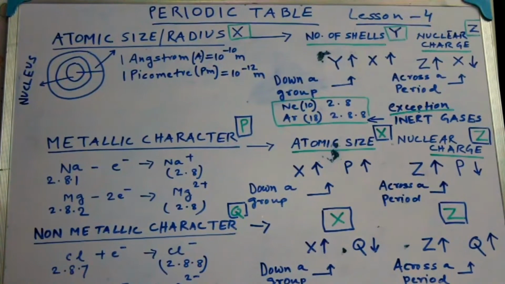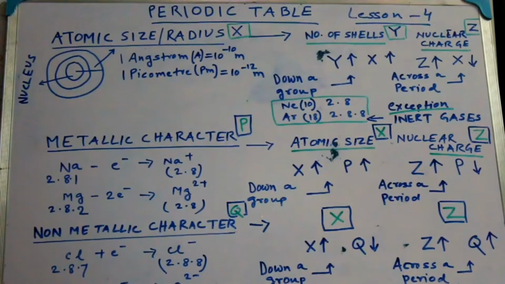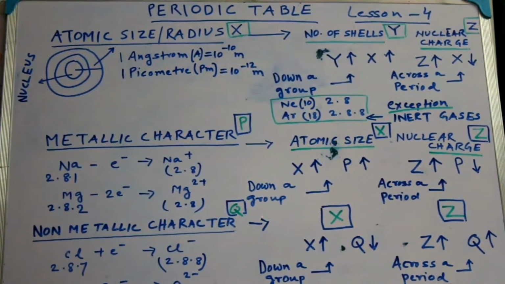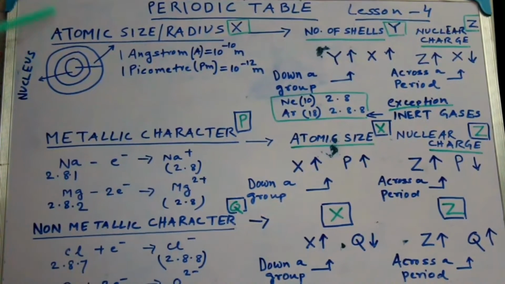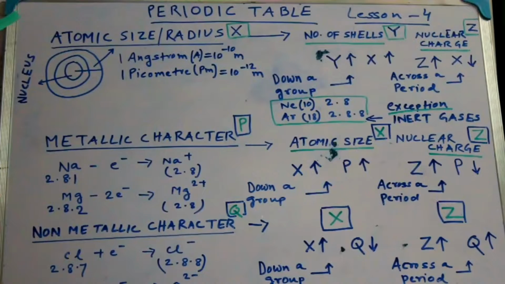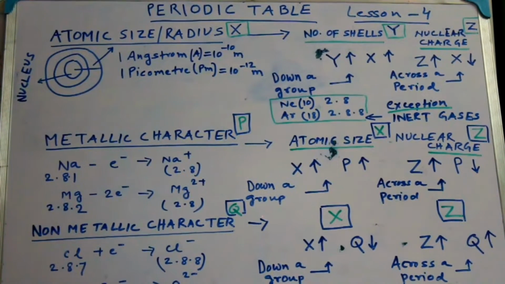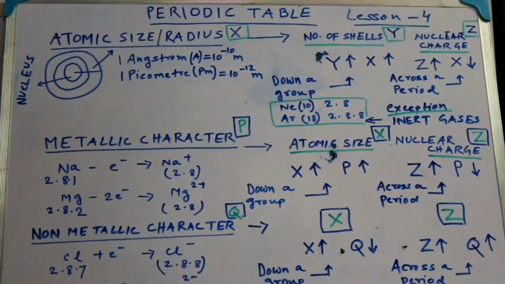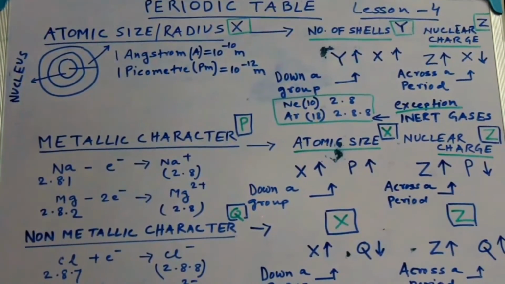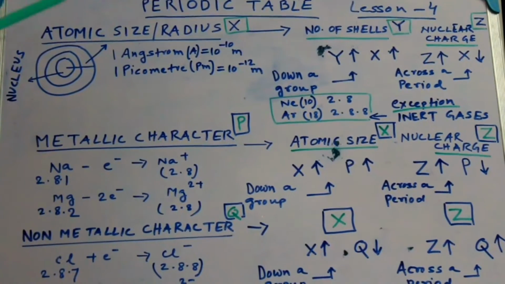And what is basically atomic size or atomic radius? That is the distance between the center of the nucleus of an atom and its outermost orbit or shell. Now we should remember two things: the relation between angstrom and meter, and between picometer and meter. 1 angstrom is 10 to the power of minus 10 meter and 1 picometer is 10 to the power of minus 12 meter.